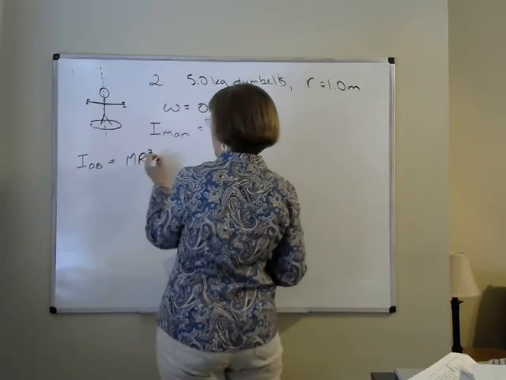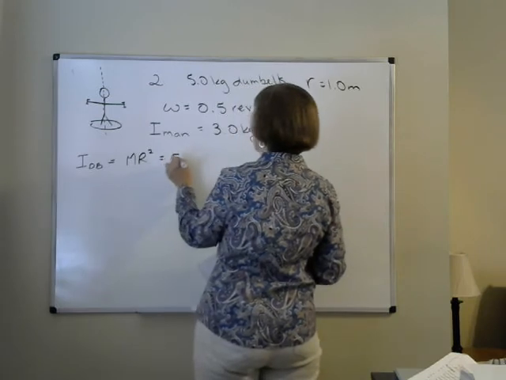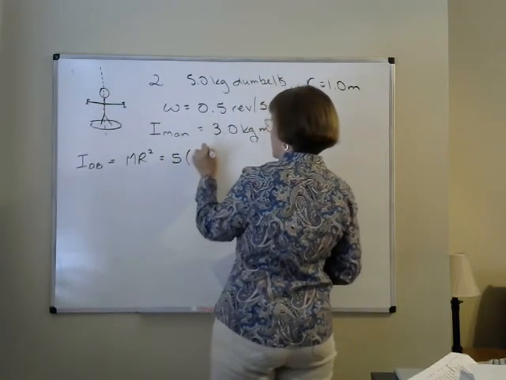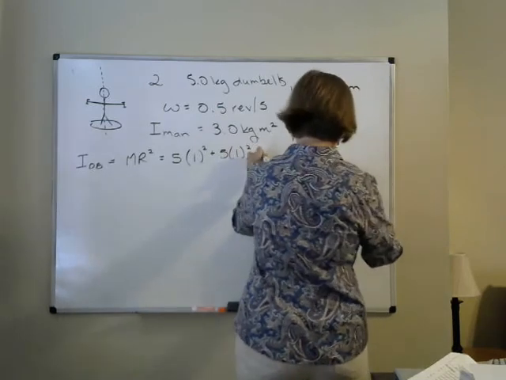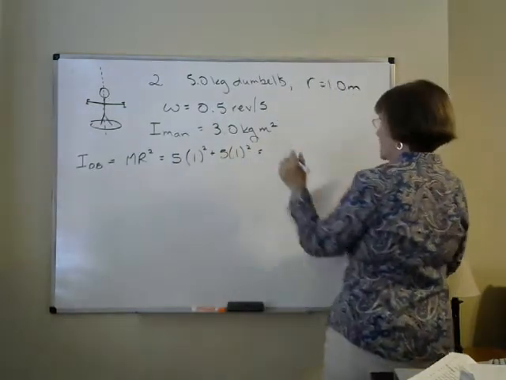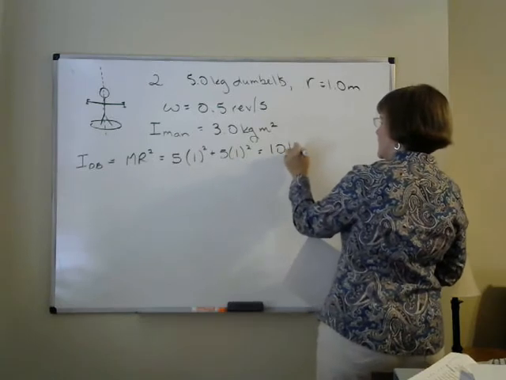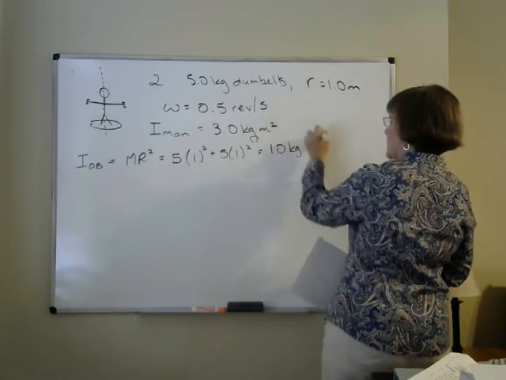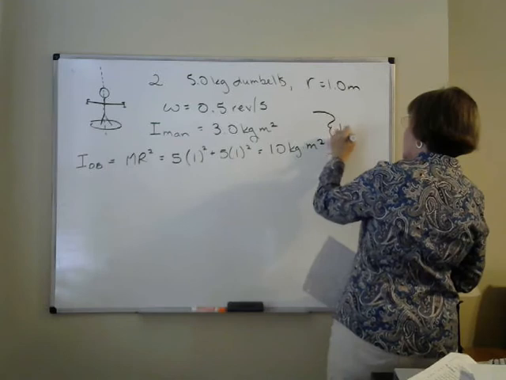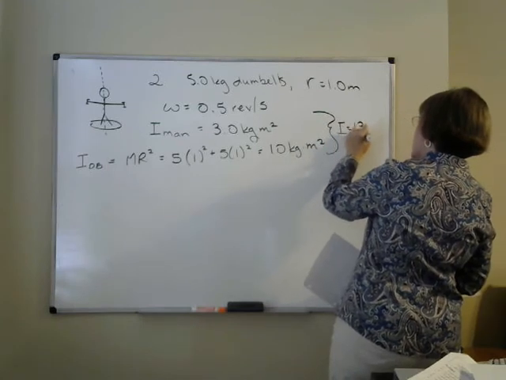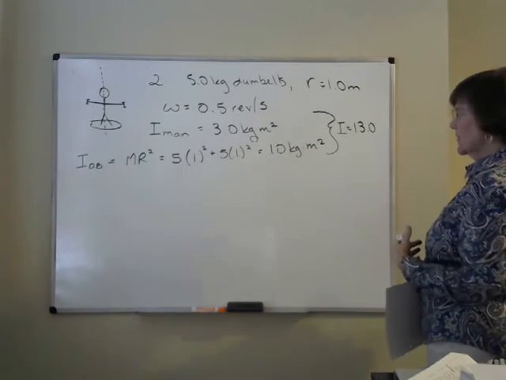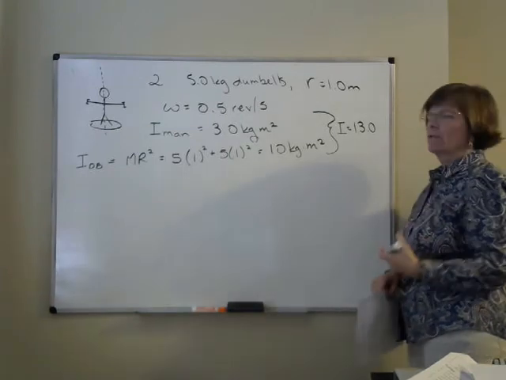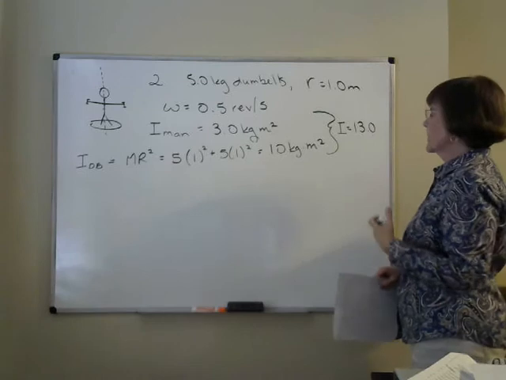So I have 2 of them, so it's going to be 5 times 1 squared plus 5 times 1 squared. And we see for the dumbbells, that just comes out to be 10 kilogram meters squared. So for the whole thing, I is going to be 3 kilogram meters squared plus 10 kilogram meters squared. So we have a moment of inertia of 13 kilogram meters squared.